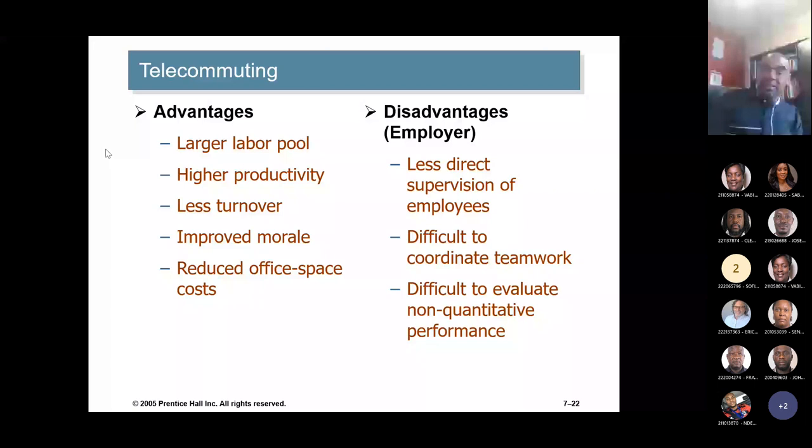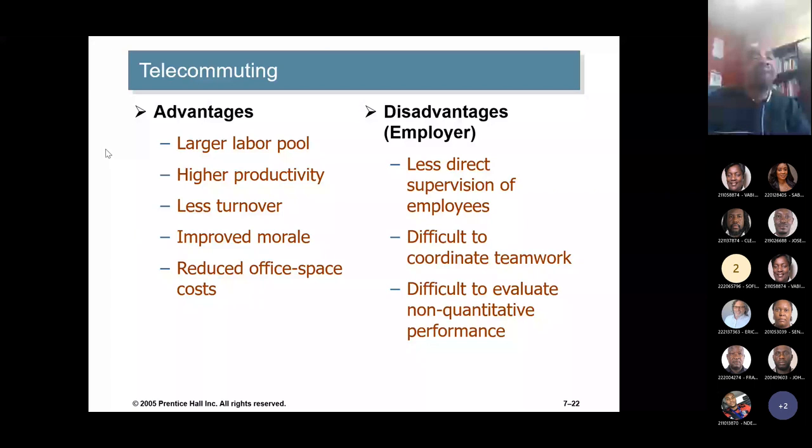Another disadvantage of telecommuting is that it is difficult to evaluate non-quantitative performance, you see, because there is quantitative performance which has to come in terms of figures and numbers. The non-quantitative performance, like quality, like commitment, like work pattern, you cannot evaluate under a telecommuting arrangement, all right?